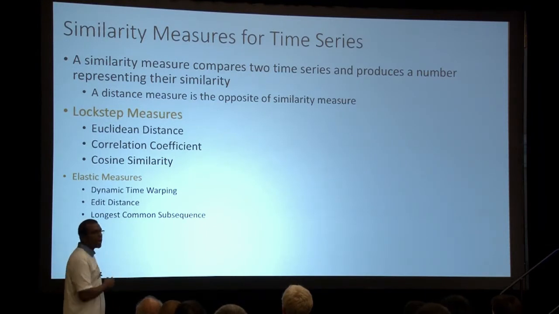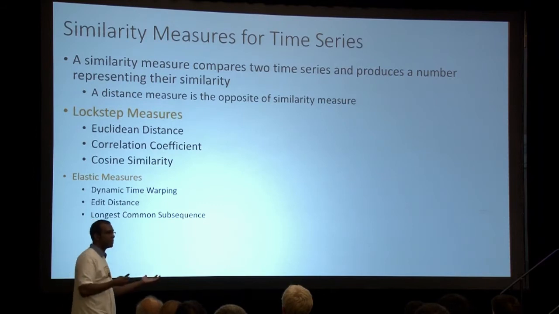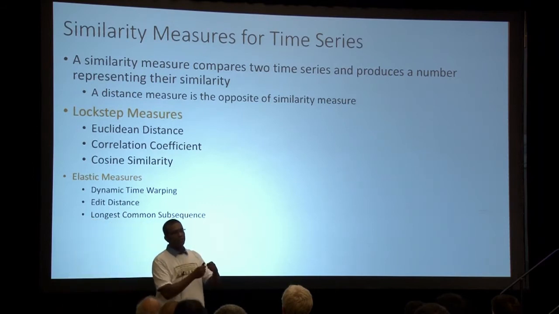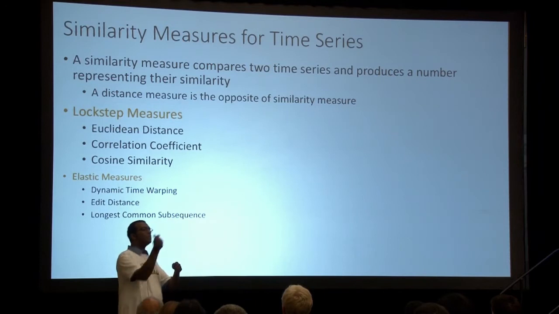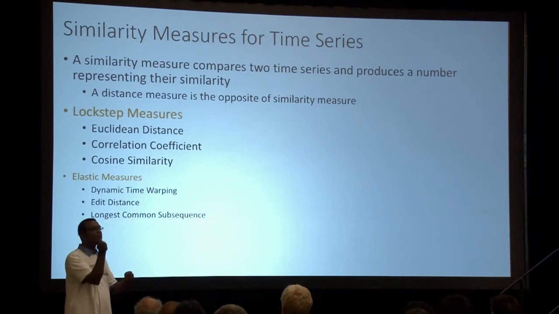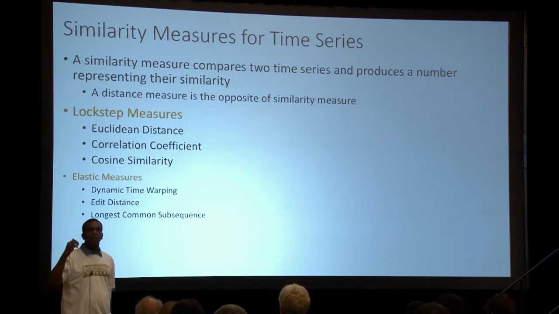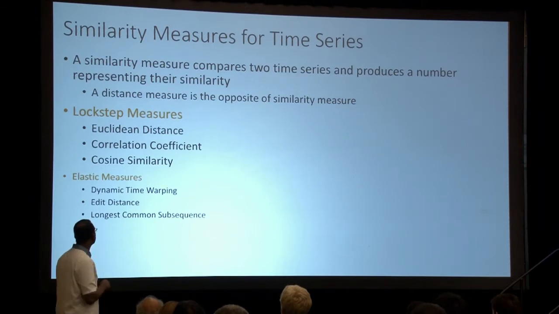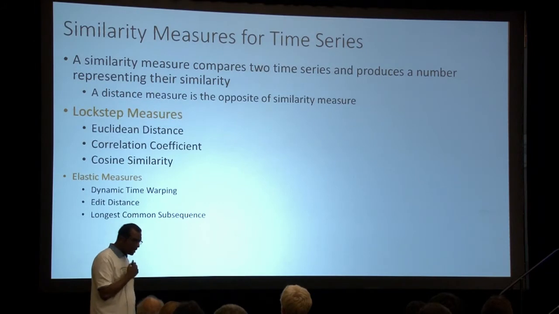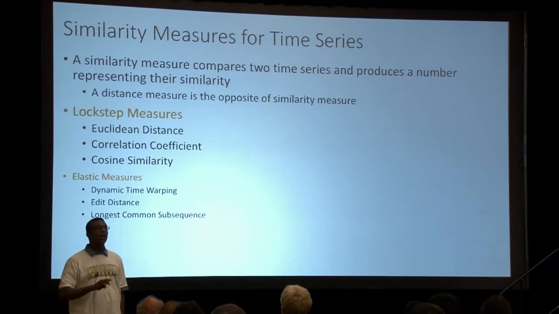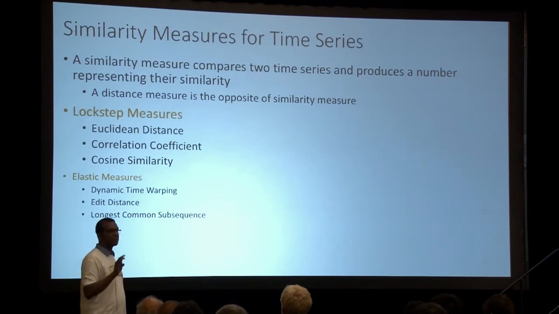As opposed to that, if you allow the flexibility that you match the ith sample with some of the samples around the ith sample in the other time series, then you come up with an elastic measure. Examples include dynamic time warping, edit distance, longest common subsequences, and so on. Again, in this tutorial, we are going to assume we are working on lockstep measures, not elastic measures.